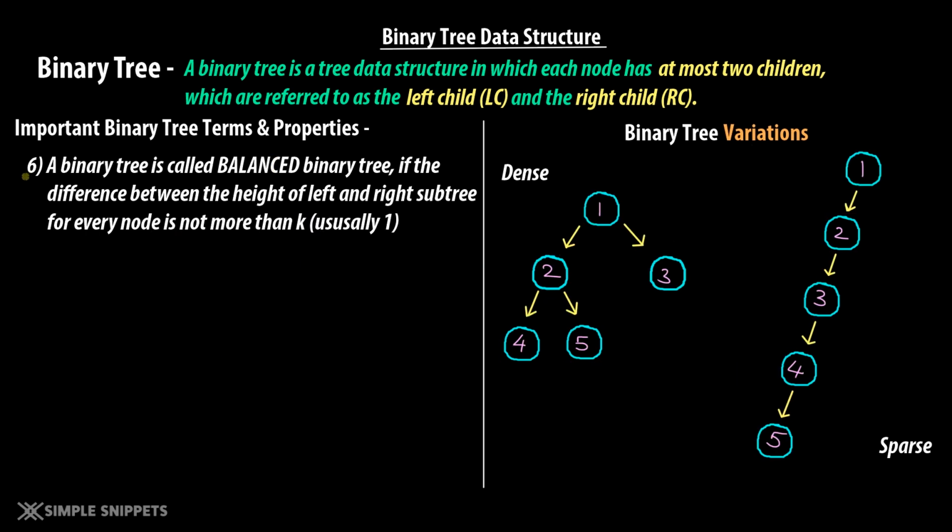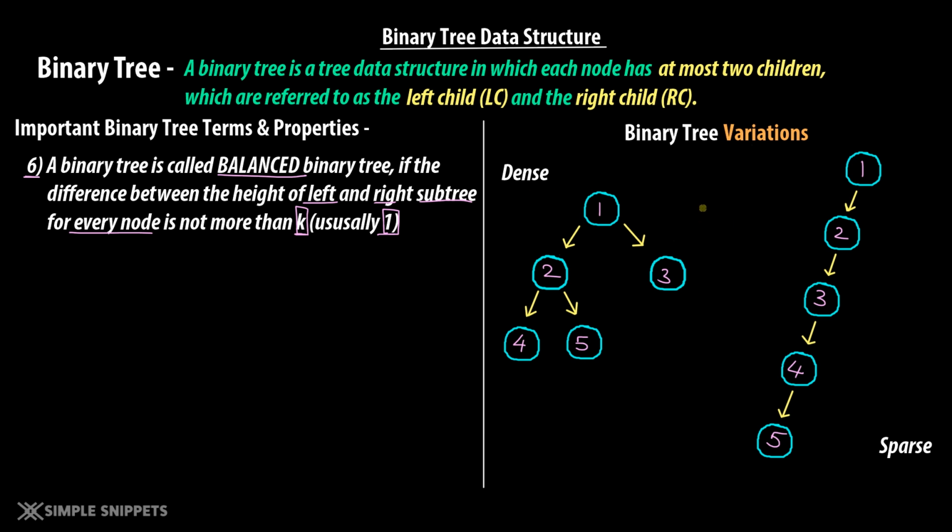So the last point I want to discuss briefly is the concept of dense versus sparse tree and the concept of balanced binary tree. A binary tree is called a balanced binary tree if the difference between the height of the left and right subtree for every node is not more than k, and it is usually considered as 1. So what is this balanced binary tree? Before understanding that, let's try to understand what is a dense versus a sparse tree.